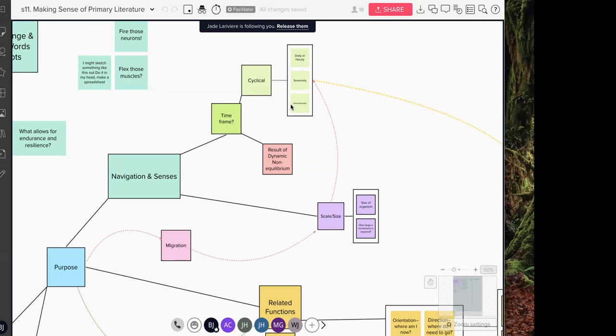So I'm already thinking about what the different scales are and what might make the most sense for my company. And then another thing about time frame, which is kind of the opposite of cyclical, is: is this a result of dynamic non-equilibrium?